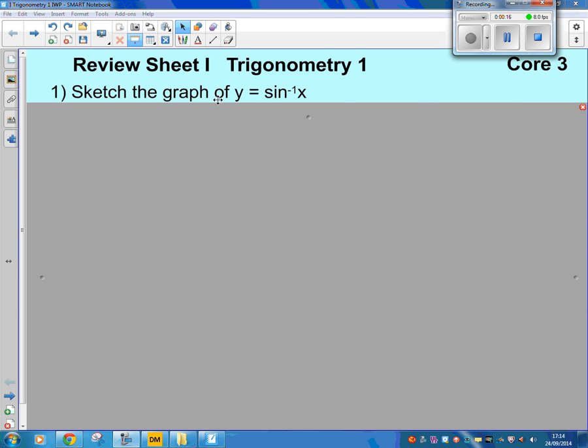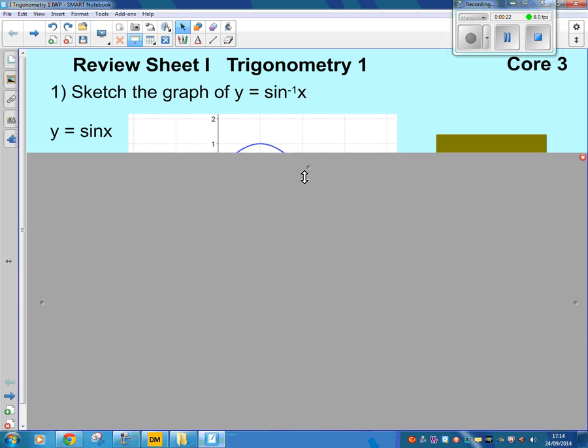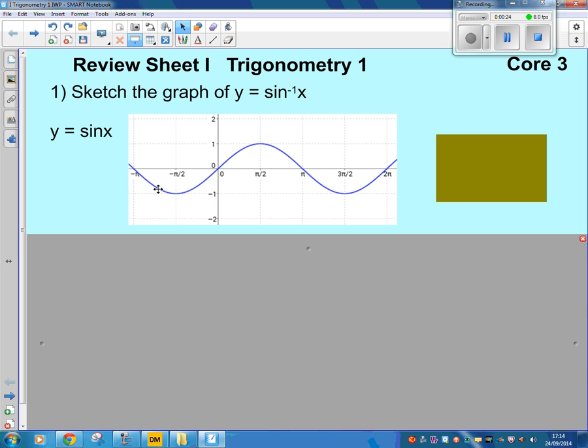We're starting by sketching a graph of y equals sine to minus 1 of x. Start by looking at the sketch of y equals sine x. Notice it is a many-to-one function, and we want to do an inverse, and you can't do the inverse of a many-to-one function. So what we have to do is restrict the domain of y equals sine x so as to make it a one-to-one function. So to do that, we're going to stop at minus pi over 2 here and pi over 2 here.